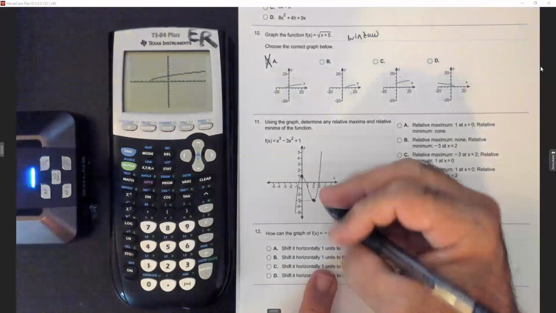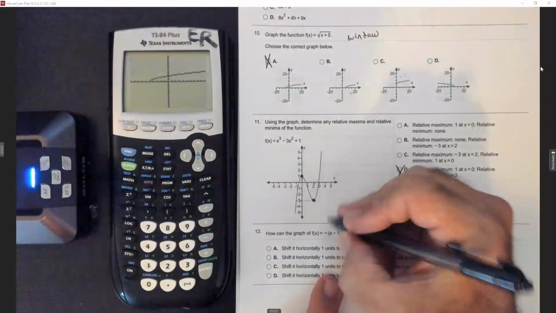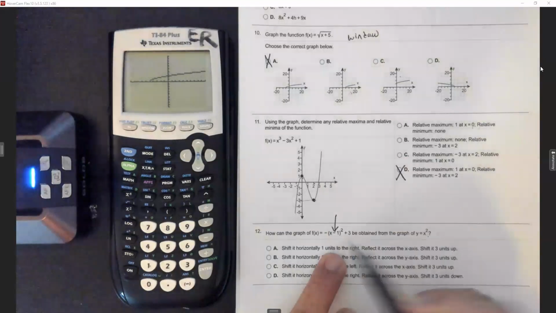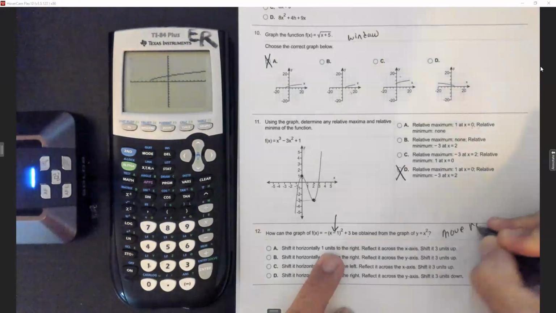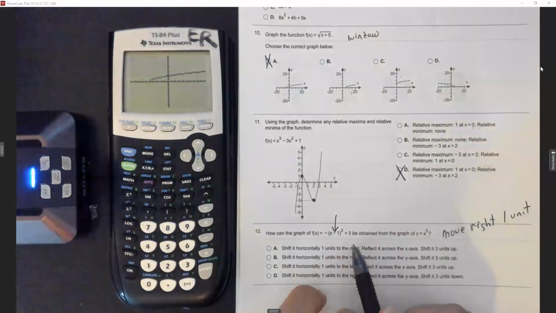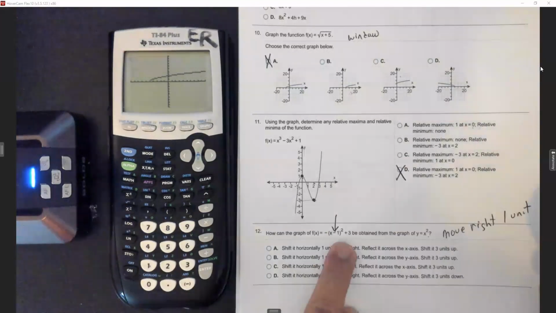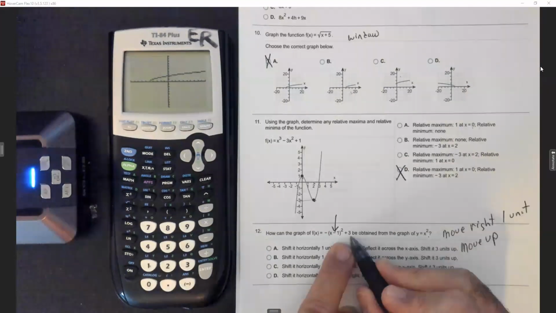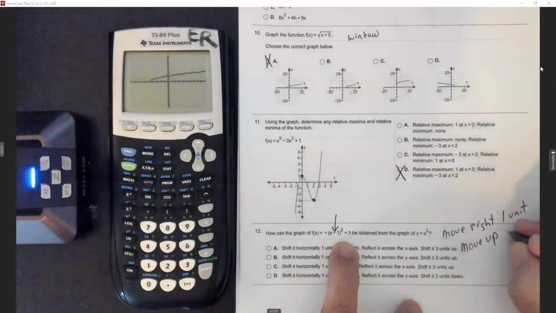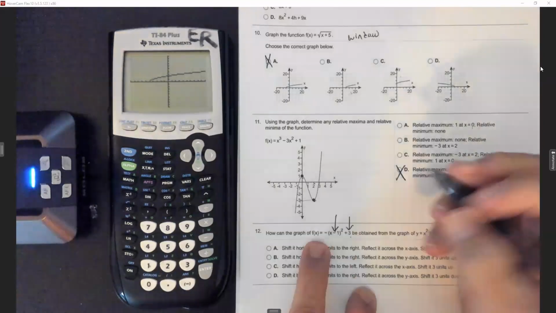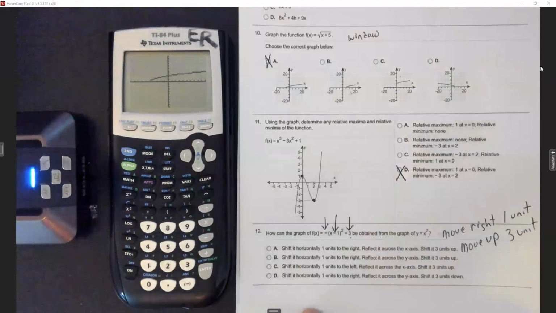Well, since I'm attacking the x, that moves me left and right. And we always said when it was negative, it moved right. So this is going to move right 1 unit. This plus 3 at the end is going to move me up, because remember, that's either down or up. Since it's positive, it's going to move up 3 units. So that takes care of the move up. And then that negative is going to reflect me across the x.